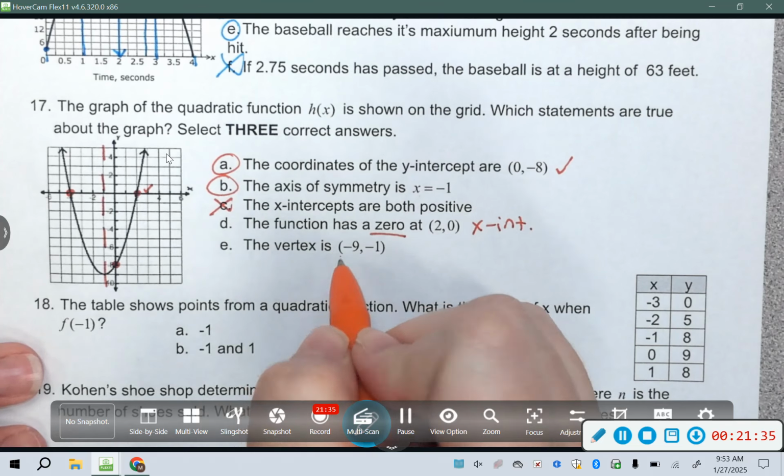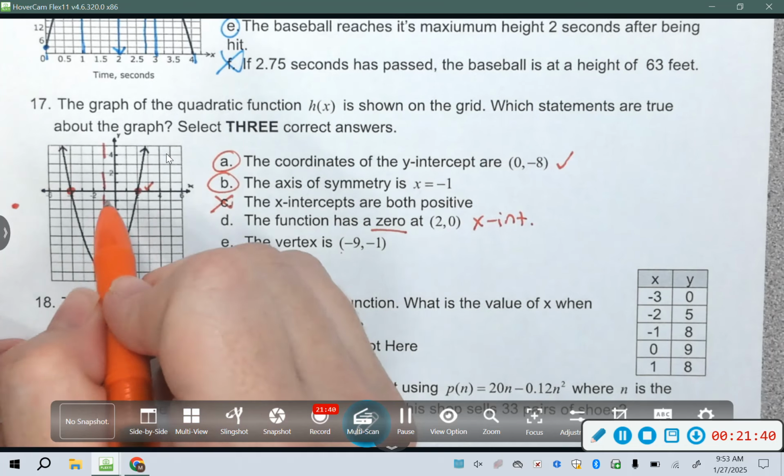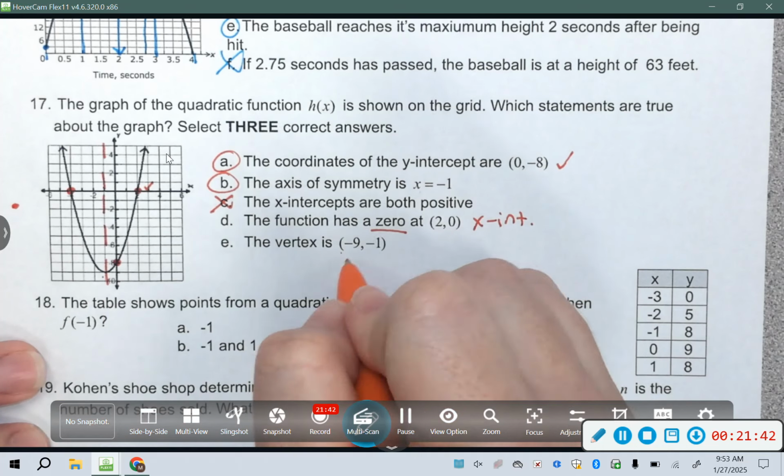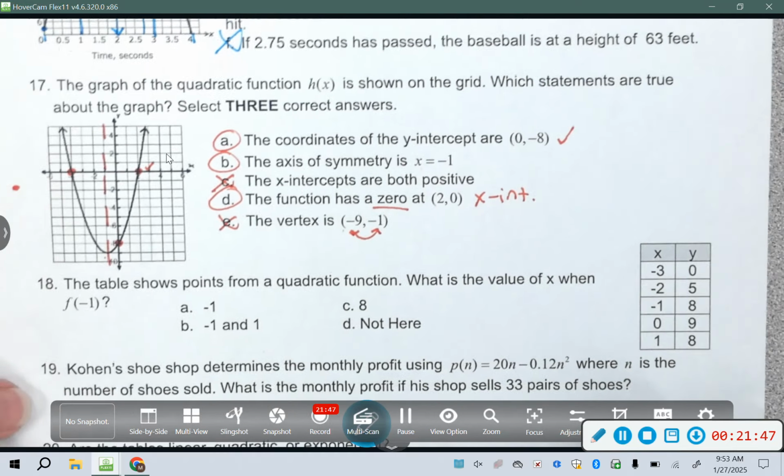And then it says the vertex is -9, -1. You can't even see that, -1, which would be way over here. My vertex is -1, -9. So this is backwards, so this is not an answer. So A, B, and D.